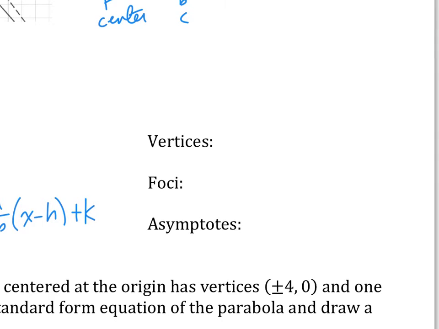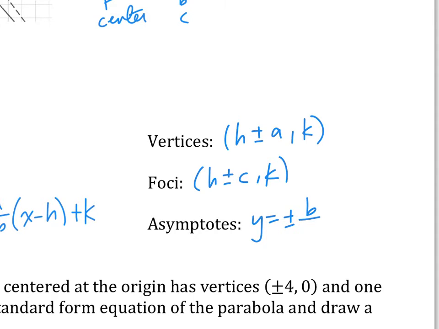Okay, vertices, foci, asymptotes. Vertices is h plus minus a comma k. Foci is h plus minus c comma k. The asymptote, because the direction switches, is going to be plus minus b over a, not a over b, okay? Because they flipped over. So it's still x minus h plus k, because that's just a y equals mx plus b line. All right, let's do one problem.